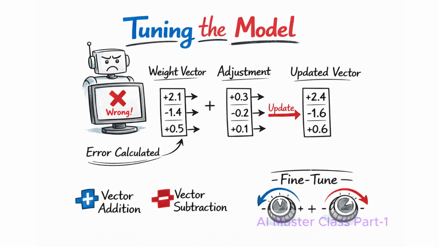And in machine learning, this happens when model weights are updated during training. The model makes a mistake, calculates an error, and then slightly adds or subtracts the value from its weight vectors to improve the next prediction. So vector addition and subtraction are like fine-tuning buttons of a model.